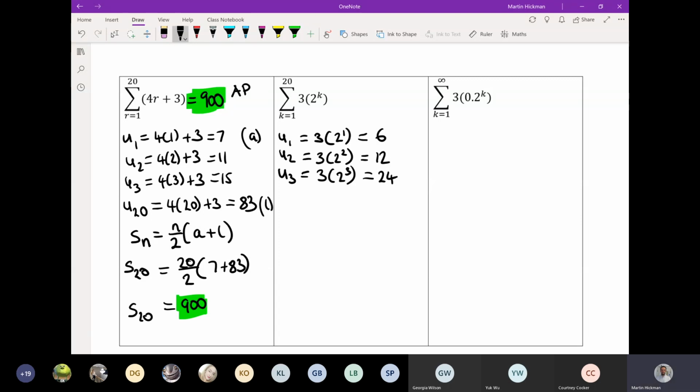So here we can see that this is going to be a geometric progression. We're just going 6, 12, 24, so multiplying by 2 each time. So this is a geometric progression. So I know that A is going to be 6, R is going to be 2, and N is going to be 20. So I can just use my geometric formula.